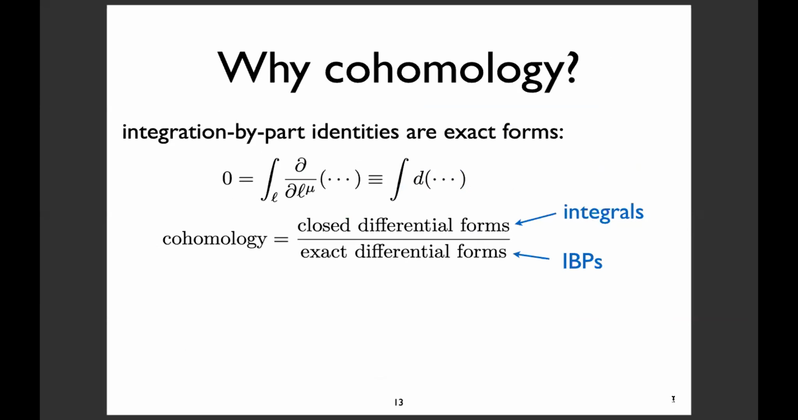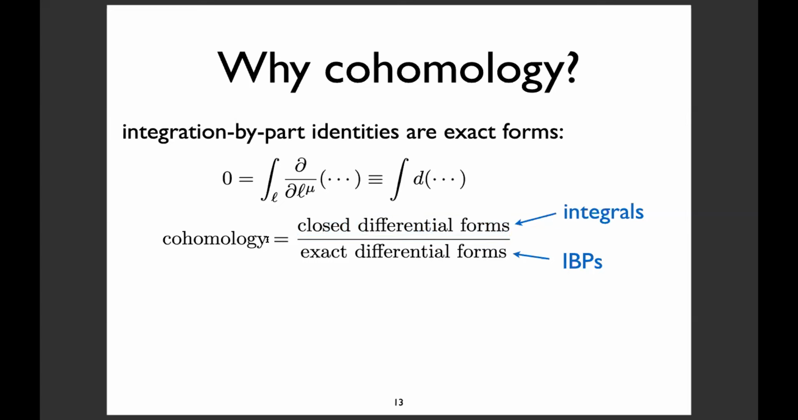Yeah. So why are we going to care about cohomology? Because we only care about integrals modulo integration by part identities. That's saying that in dimensional regularization, total derivatives integrate to 0, so the integral of something exact is negligible. So what we care about is the space of integrals modulo exact differential forms. These are total derivatives. And basically everything we do are closed forms, top forms, so that makes them closed.